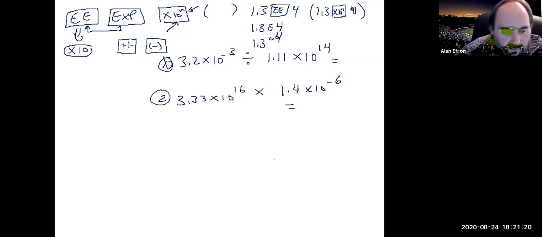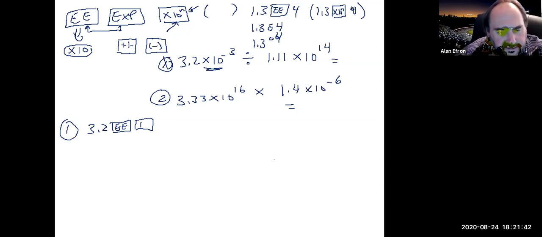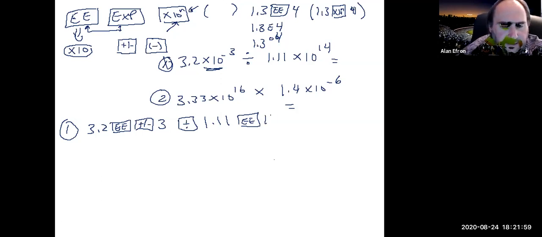Okay, let's take a look at number 1 there. And again, if you were going to punch this into your calculator, what you want to do is go 3.2. Again, hit your exponent button. No multiplication button or anything here. That stands for the times 10 part. You then want to hit your negative button and 3, and that would represent the first number here. You obviously then would want to hit your divide button, and then 1.11, again, exponent button. And in this case, it's a positive exponent, so 14, and hit equals.